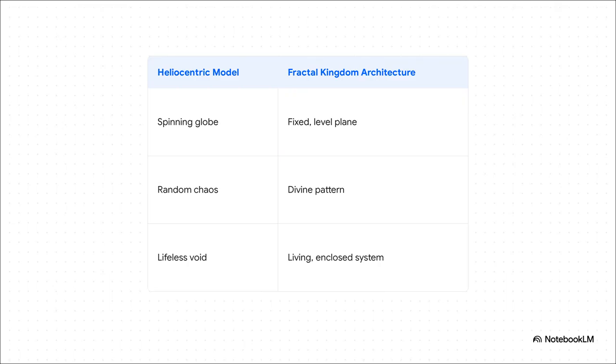This table, which we've taken directly from their documents, lays out their view versus the standard scientific model. On the left, you've got what they call the heliocentric containment model: a spinning globe, random chaos, a lifeless cosmos. And on the right, you have their fractal kingdom architecture: a fixed Earth under a resonant dome, where reality is an expression of a divine, repeating pattern inside a living, intelligent cosmos.